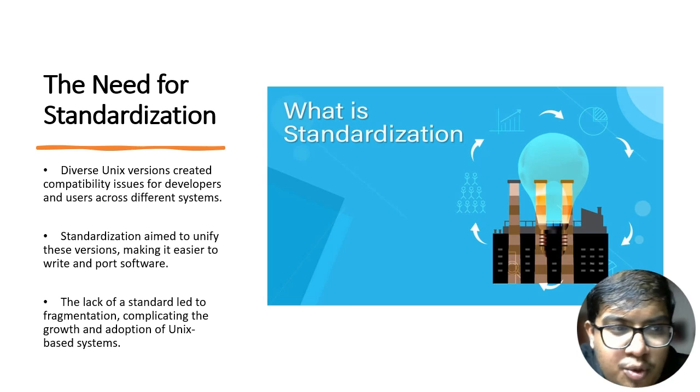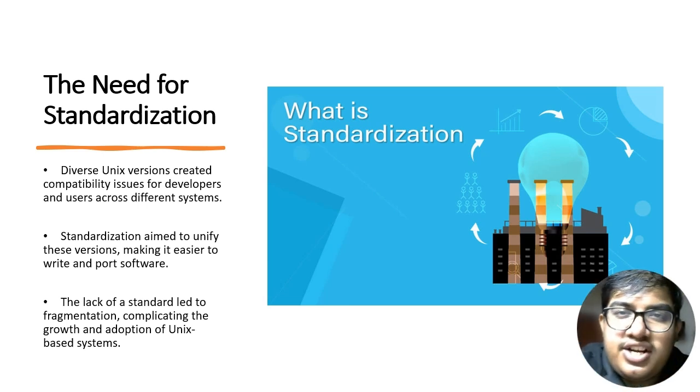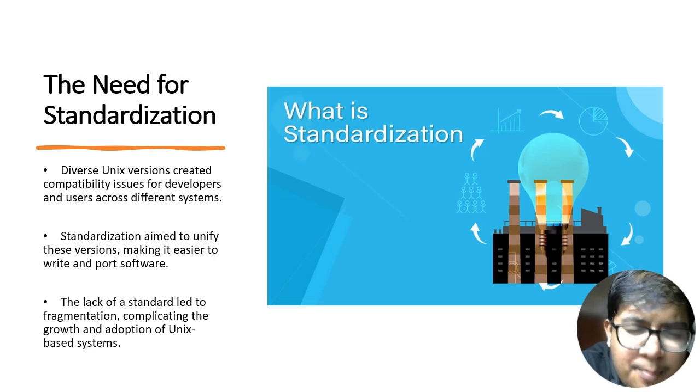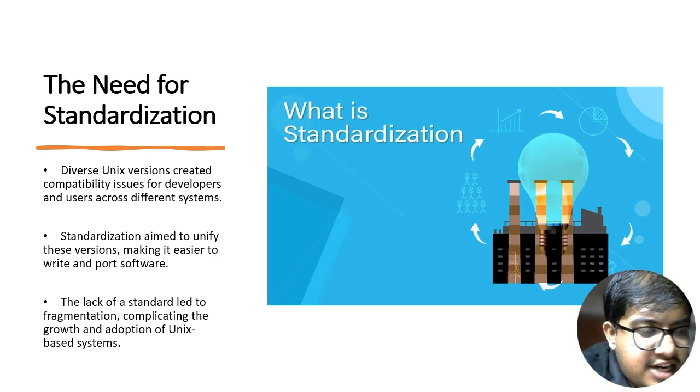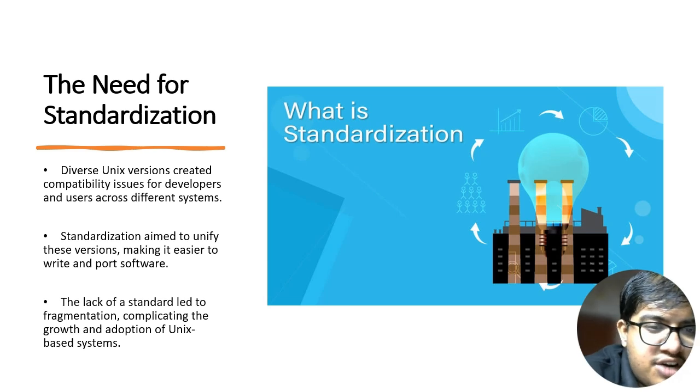Let's see the need now. These diverse Unix versions created a compatibility issue between the users of the different versions of the Unix operating system or language. Standardization mainly aimed to unify these versions and make it easier for a programmer or developer to write software in this language or operating system. The lack of a standard led to fragmentation, complications, and many other issues.